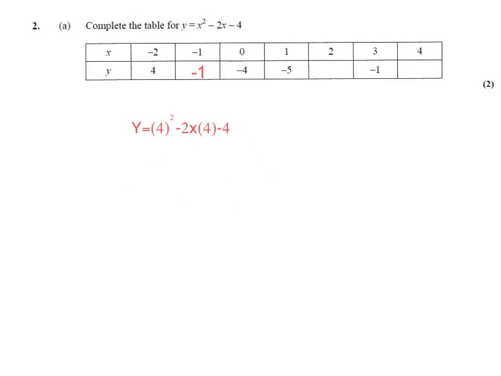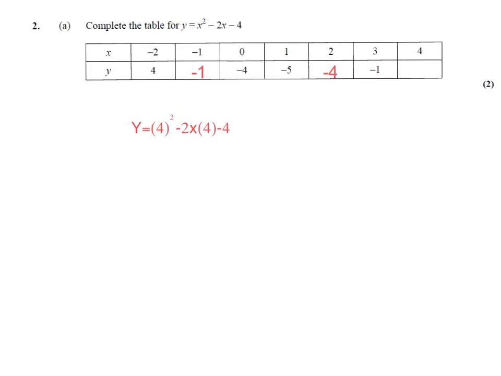So do the same with the x value of 2. So replace x with 2 each time in the equation. And we get y is 2 squared is 4, minus 2 times 2, so minus 4, and then minus the 4 again. So 4 take away 4 is 0, 0 minus 4 is -4. And we put that value in the table there.